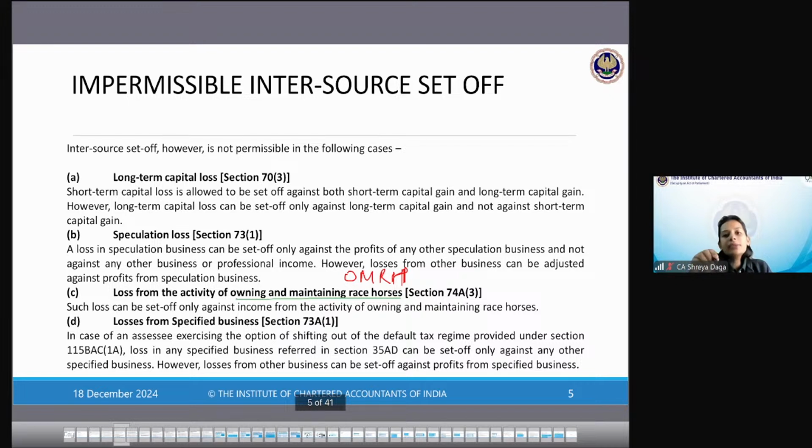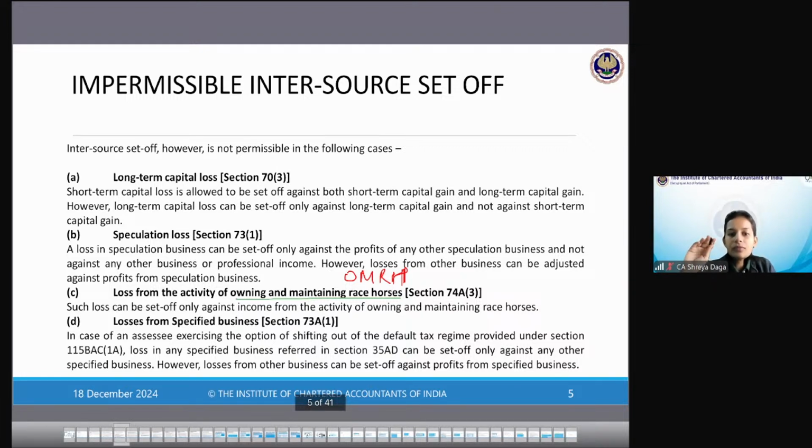Any other specified business also. Suppose there are four types of specified business in 35 AD. You can set off loss from one with income from three. But you cannot set off loss from specified business with income from any other business. This entire discussion is relevant only for the old regime, because in the default regime, this 35 AD thing will not be relevant.